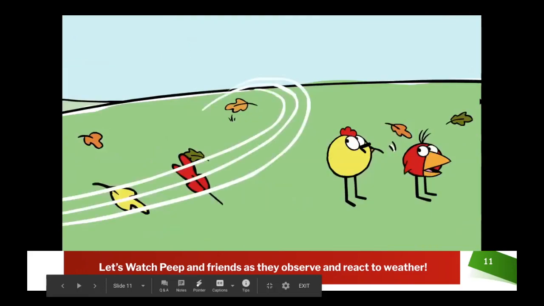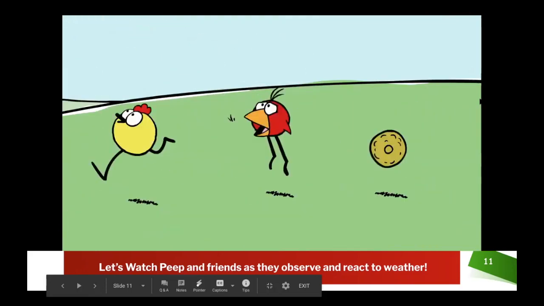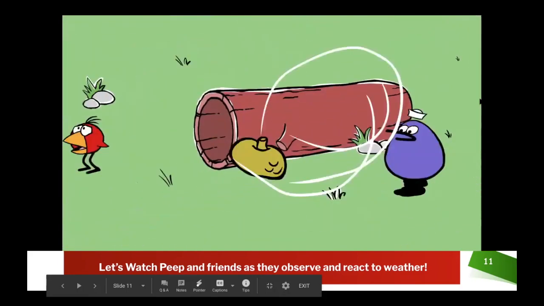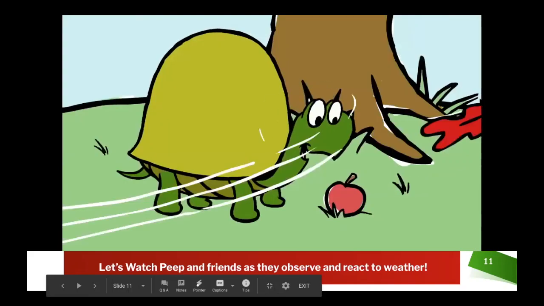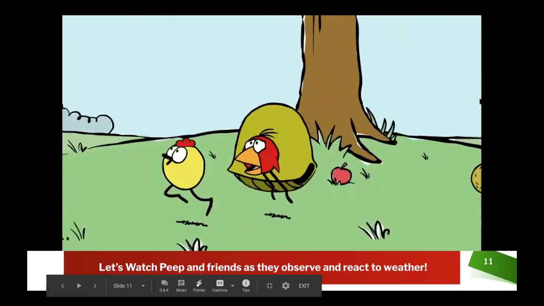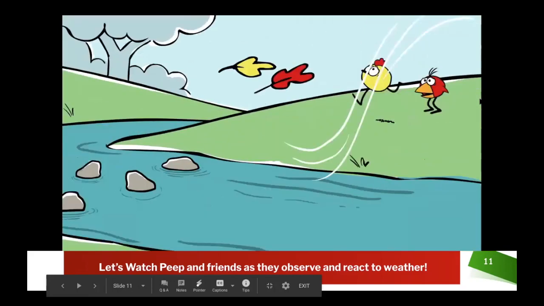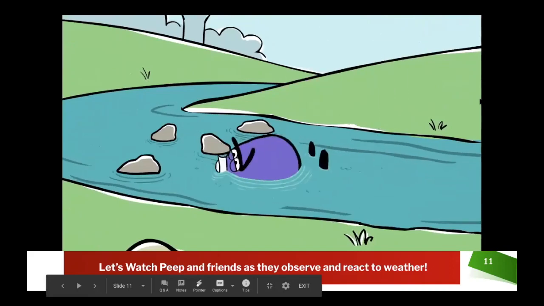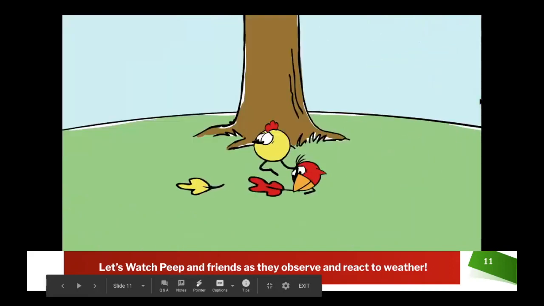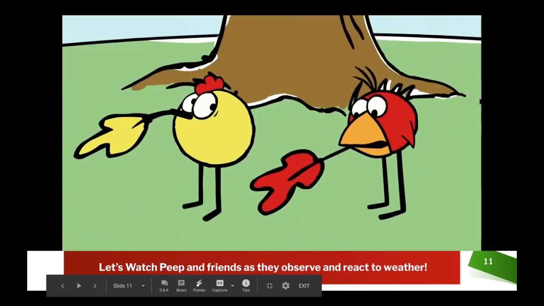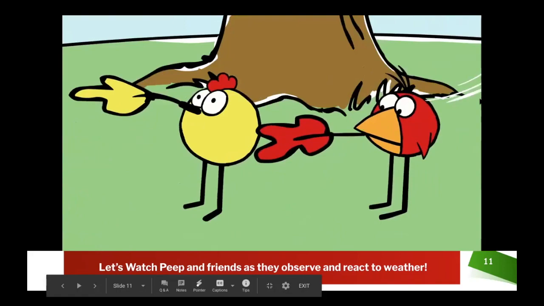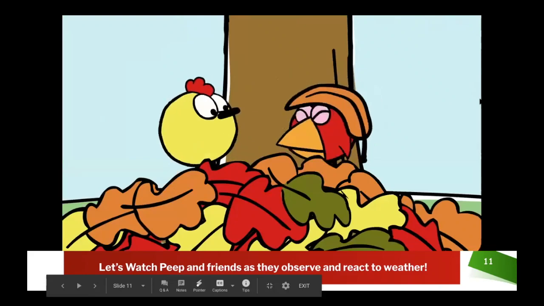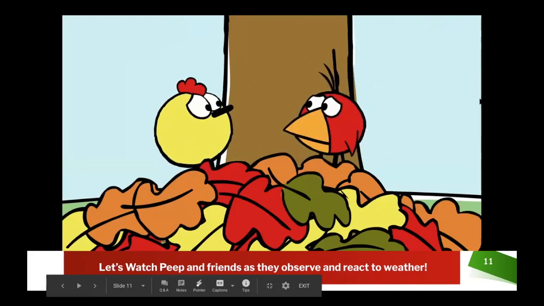No! The wind is taking our leaves! Hey, come back! Stop! Stop! No, this wind is too windy! From now on, I'm not letting this out of my sight. We lost our leaves.